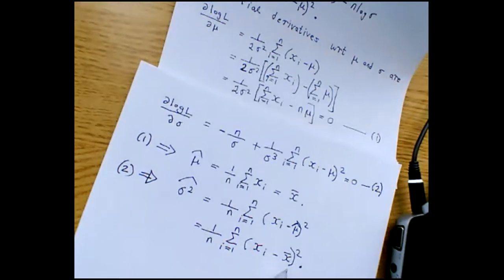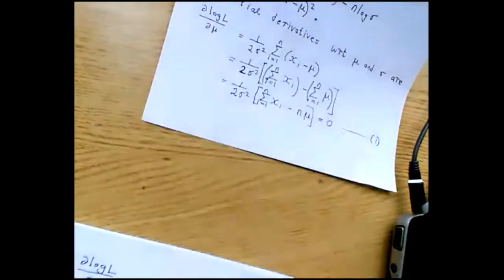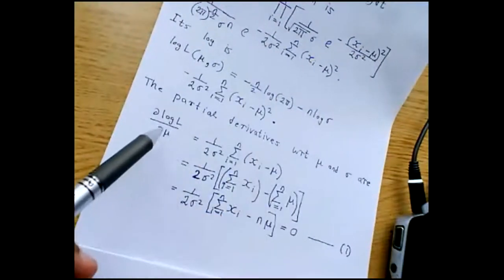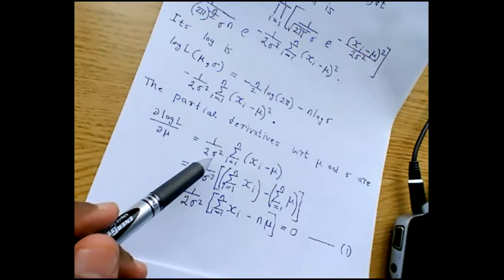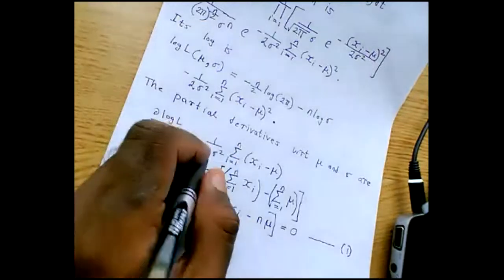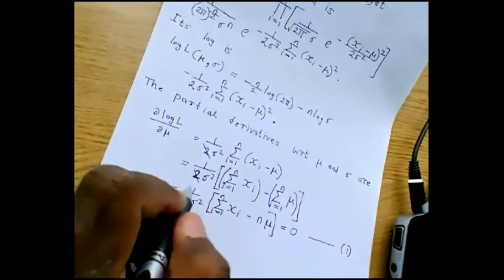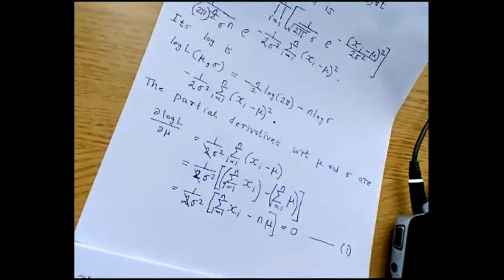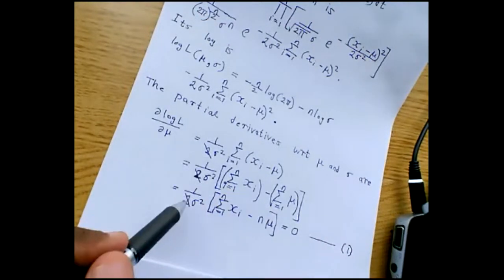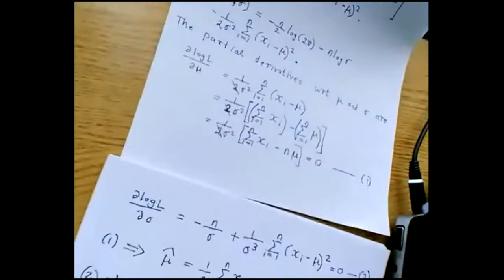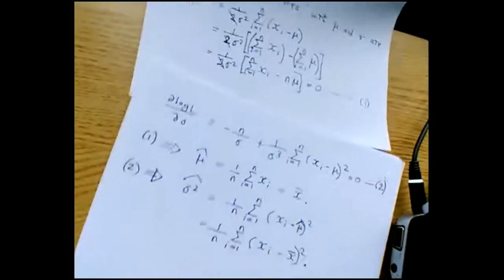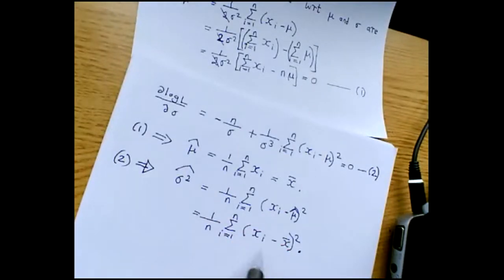The partial derivative about mu is wrong? Let me check this one. The partial derivative with respect to mu is this one. Oh, yeah, you're right. Sorry, there shouldn't be a 2 here. Thank you very much. I apologize for this. Anyway, it doesn't change the answer. The answer is still the same. So the answers are that this is the MLE for mu and this is the MLE for sigma squared.